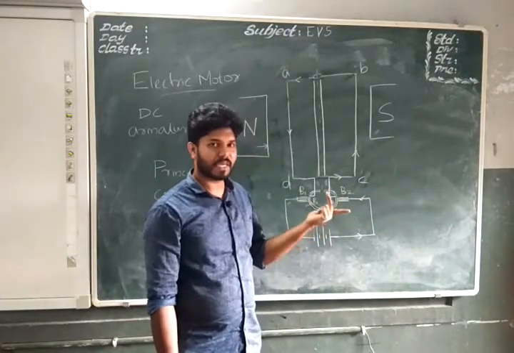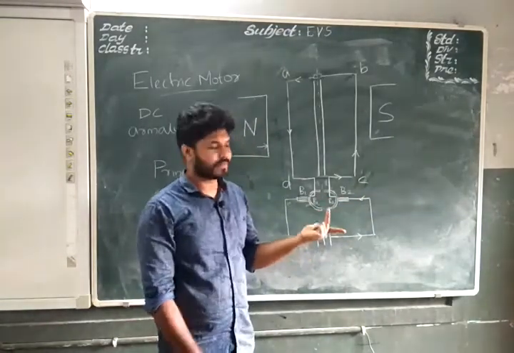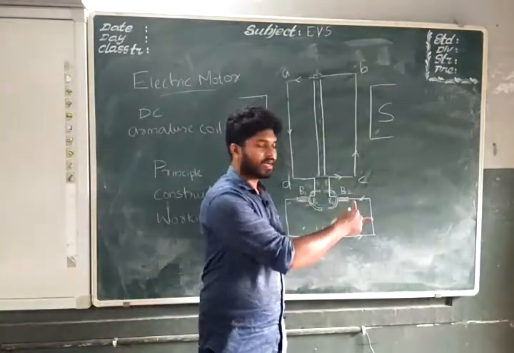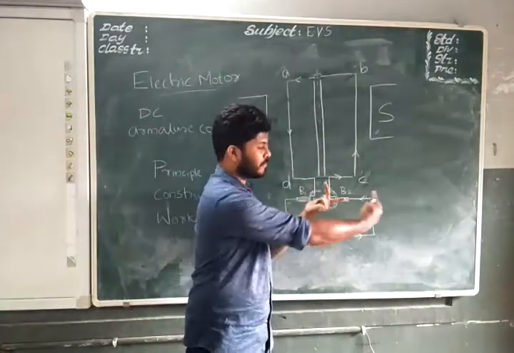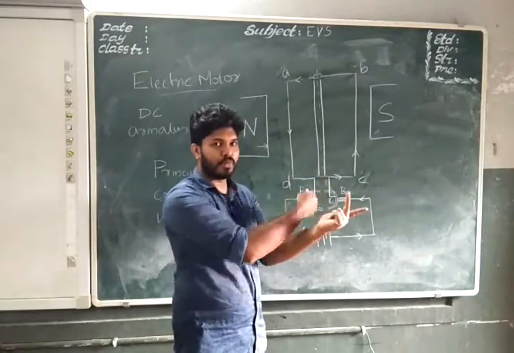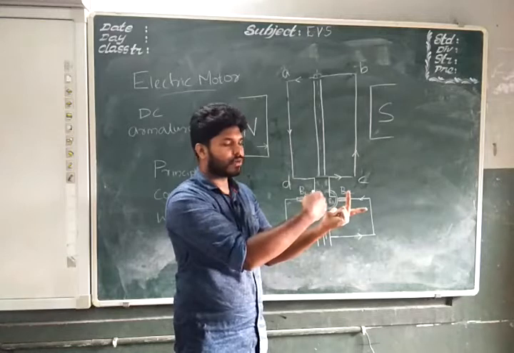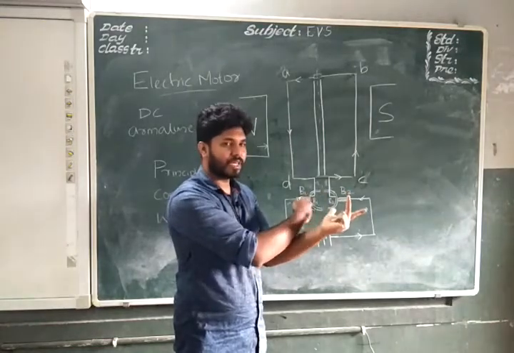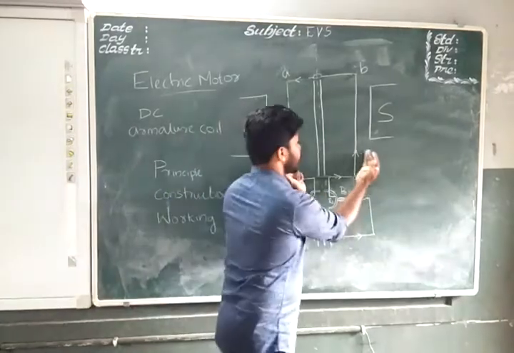at C, we can apply Fleming's left hand rule. When it reaches at C, current in this direction, magnetic field towards north to south, the force or motion of the coil or conductor will be inwards of this board, so it moves inwards.